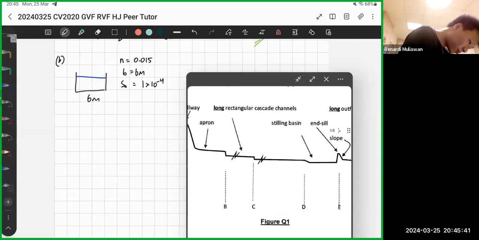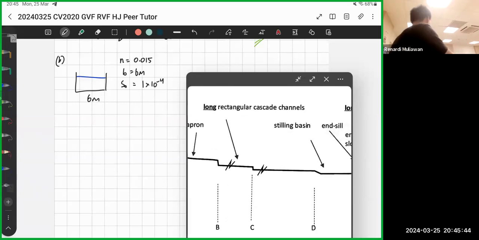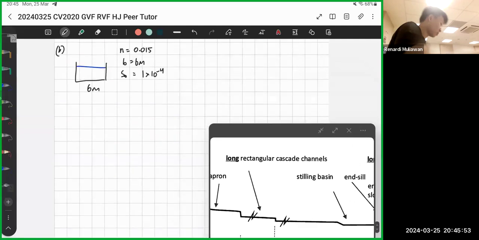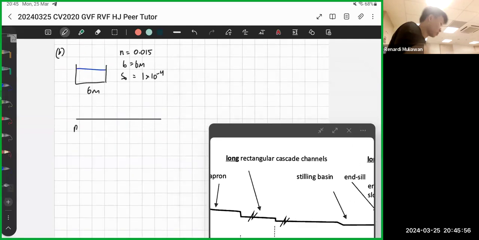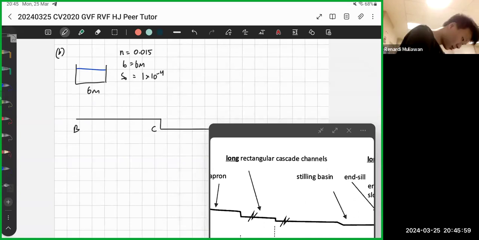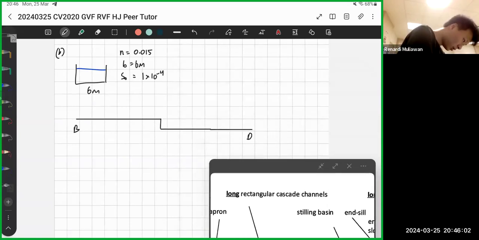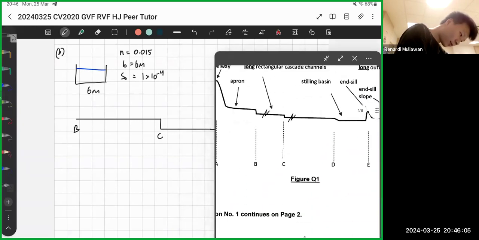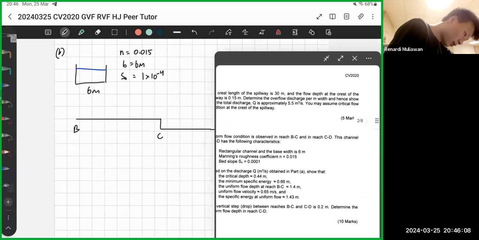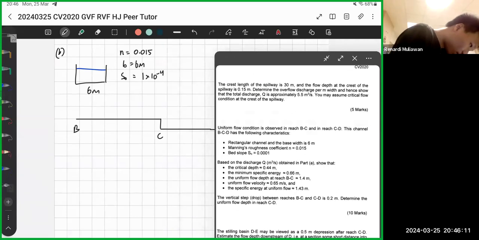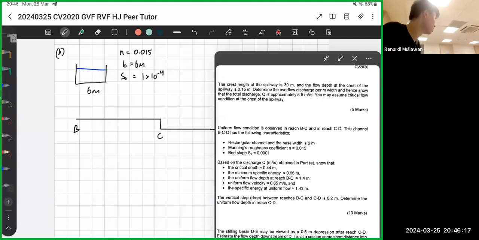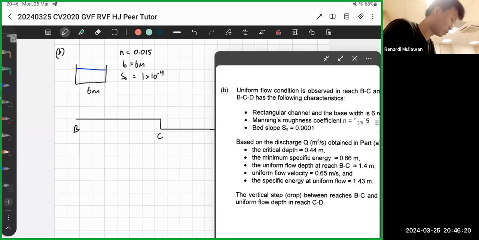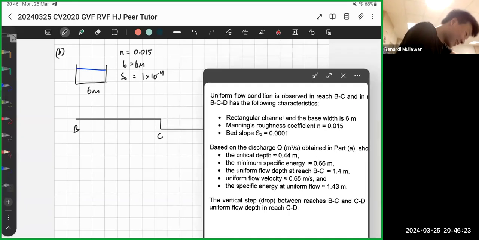If you look at BCD, it's actually this section. It's a straight line, there's a drop, then it's another straight line. Let me draw it out. This one is BC, and like this, then this. So B, C, D. BCD has the following characteristics. Based on the discharge Q obtained in part A, you need to find all these properties, basically prove them. So let's do it one by one.